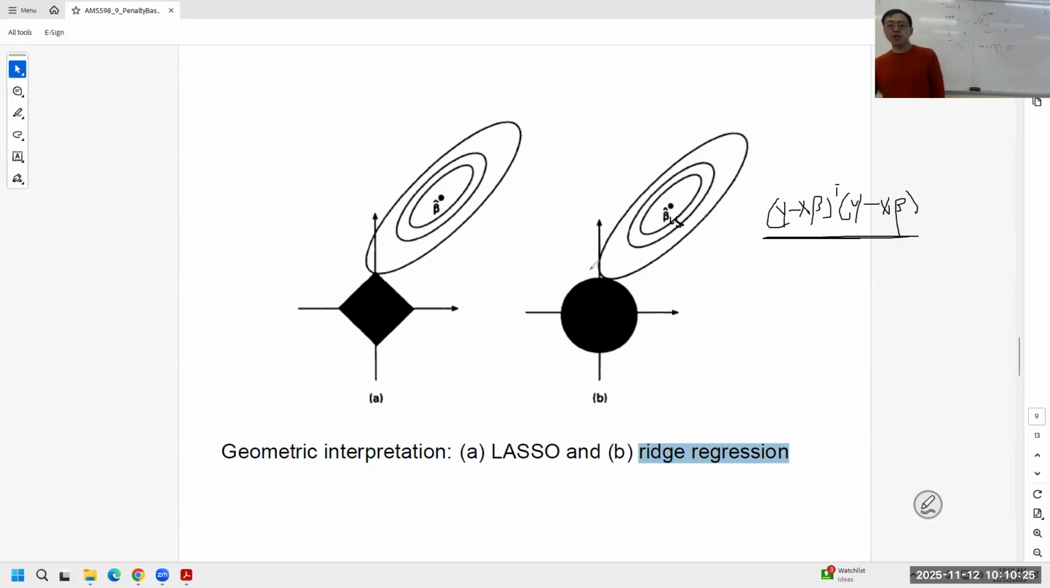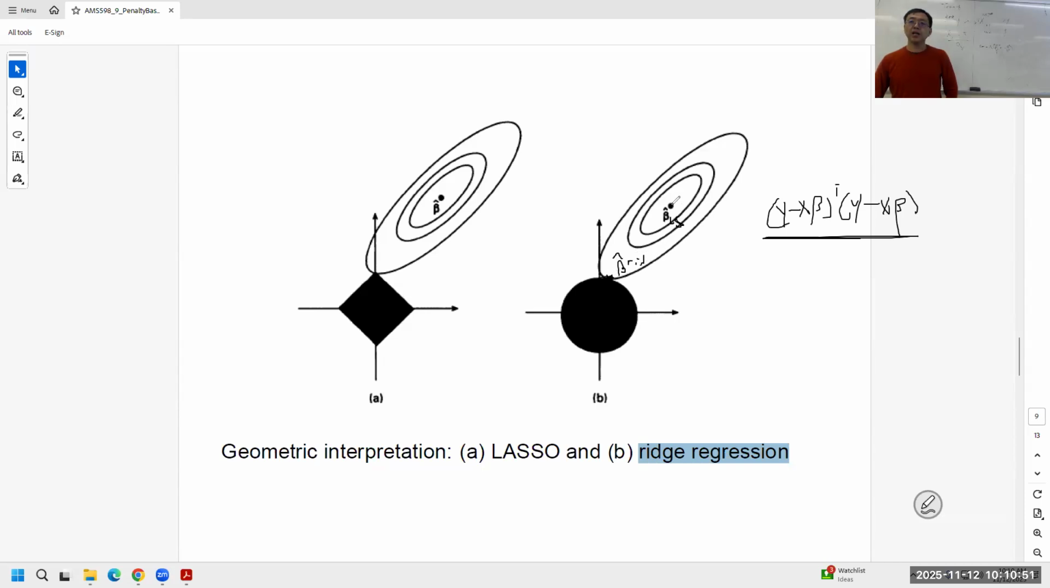But if the constraint does not include it, if it's small, then your optimization point is going to be at the surface, where the ellipsoid shape of the SSE touches tangent to your circle, right? That's the point. This will be your beta hat ridge. Our beta hat ridge is right here, this point right here.